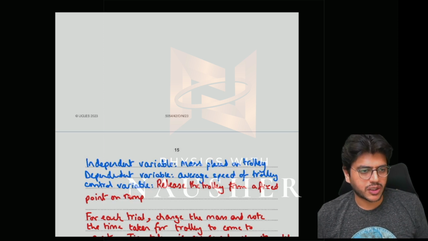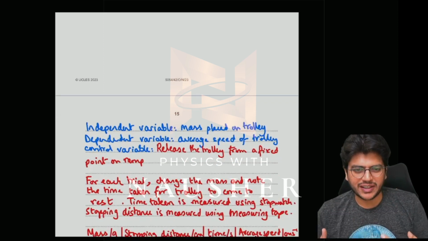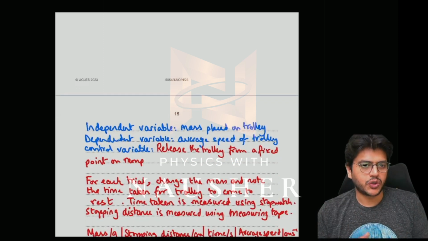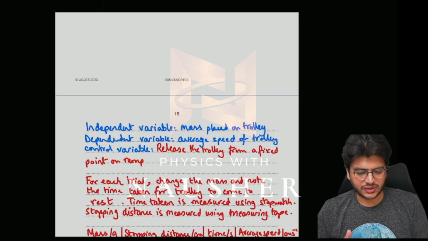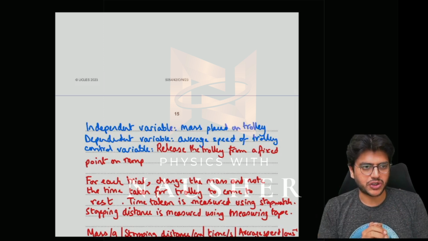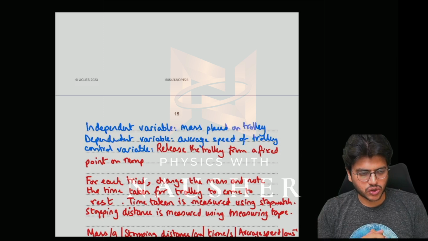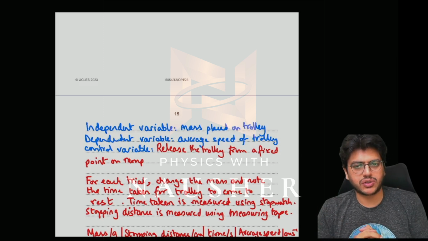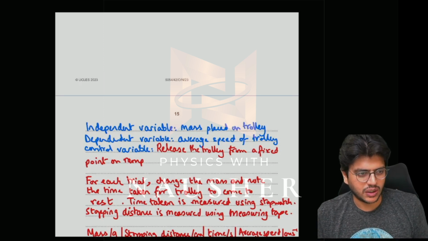Now, how do you perform the experiment? For each trial, which means for each reading, you change the mass and note the time taken for the trolley to come to rest. And remember that this is going to be in the horizontal part, because that is the distance that we're measuring. The time taken is measured using a stopwatch. Stopping distance is measured using a measuring tape. You could even say meter rule.